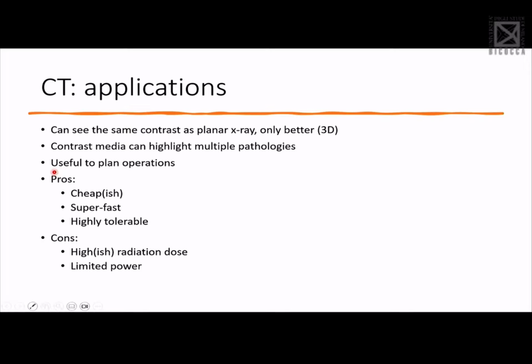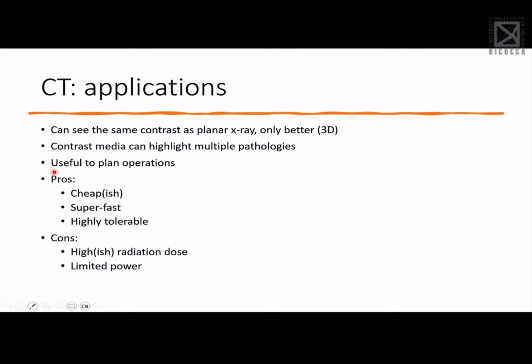It shows gross anatomy mainly, because it mostly shows just the boundaries of the organs, because the organs are soft tissues, so they're mostly uniform inside. But generally, we have a layer of fat between one organ and the other, so they can be very useful to plan operations.